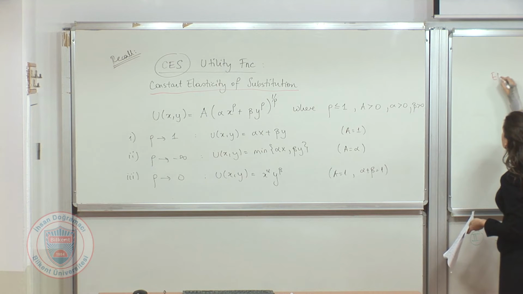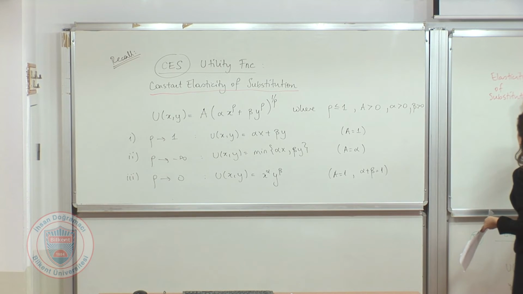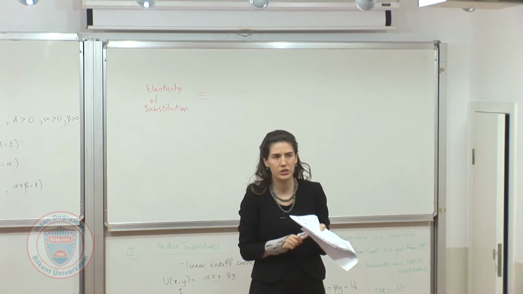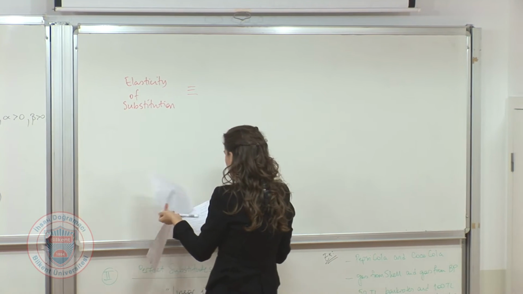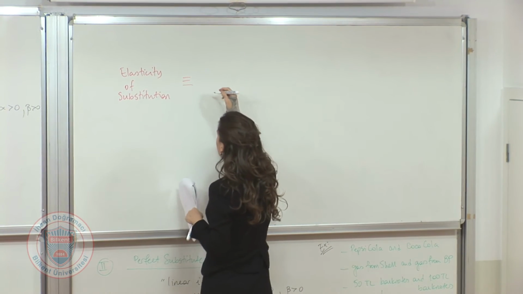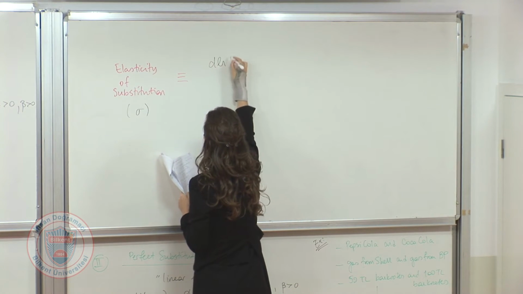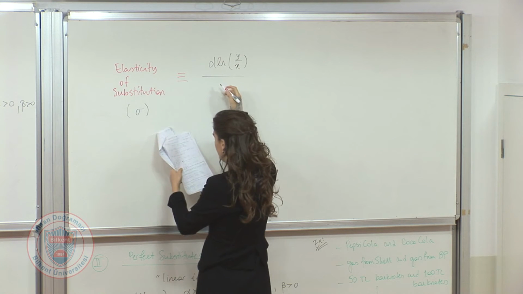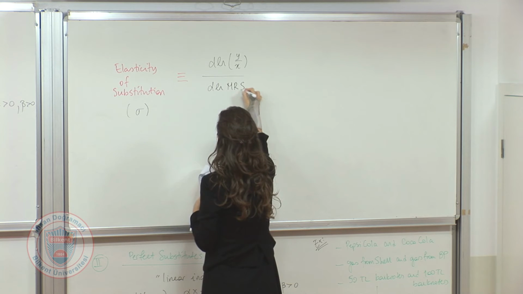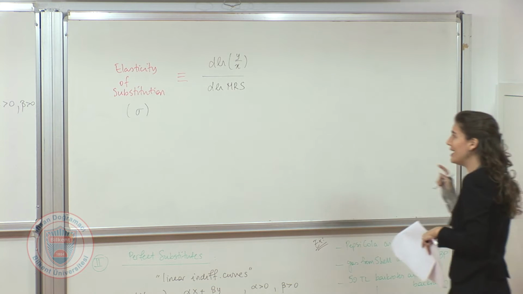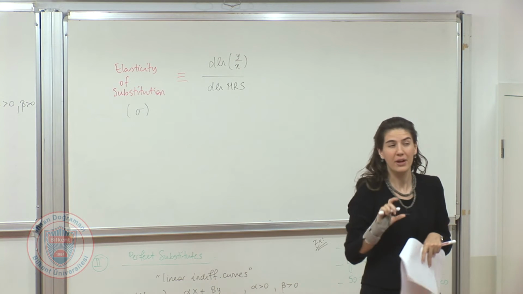So what is the elasticity of substitution? It's actually defined as, so let's write this because it's the definition, okay? So elasticity of substitution is this. Usually we denote it by sigma, okay? And it's defined as d ln y over x divided by d ln MRS. So basically, it's the percentage change in the ratio of the goods divided by the percentage change in their respective marginal rate of substitution.